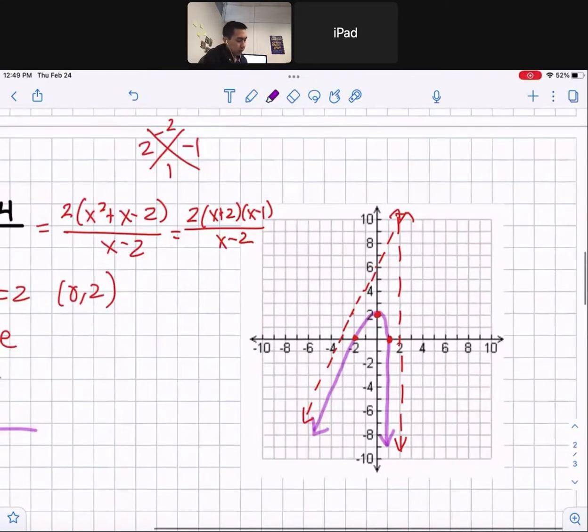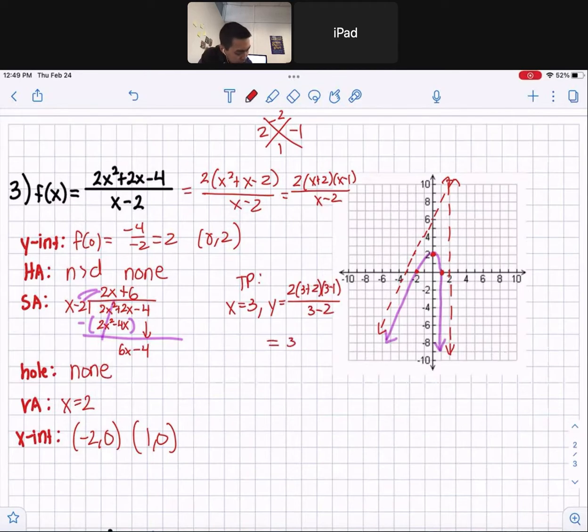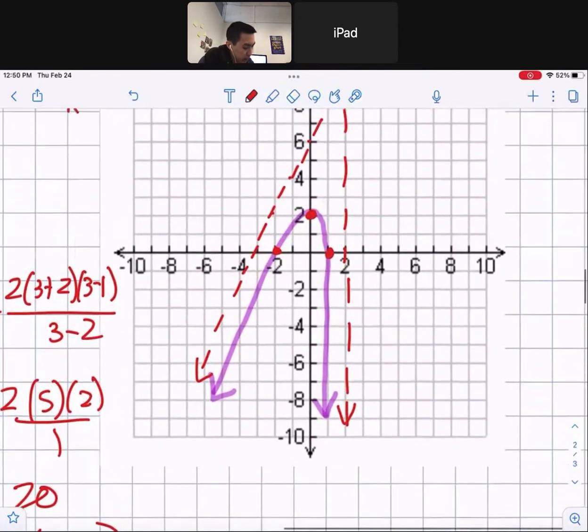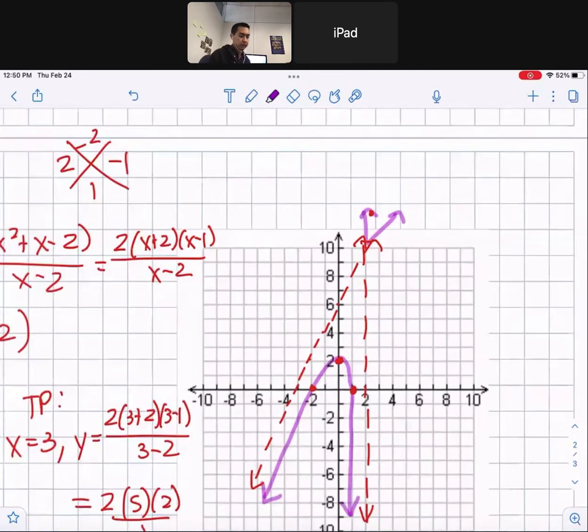Now we need a test point on the right hand side of the vertical asymptote. So we could do 3, when x equals 3. Now plug in 3 everywhere in the reduced equation, right? And we get 2 times 5 times 2 all over 1, which is just 20. So 3, 20 is our test point. So 3, 20, it seems to be somewhere up there. So that means that graph would look like that.